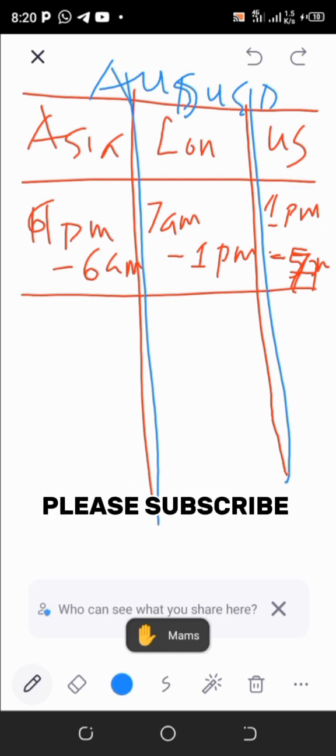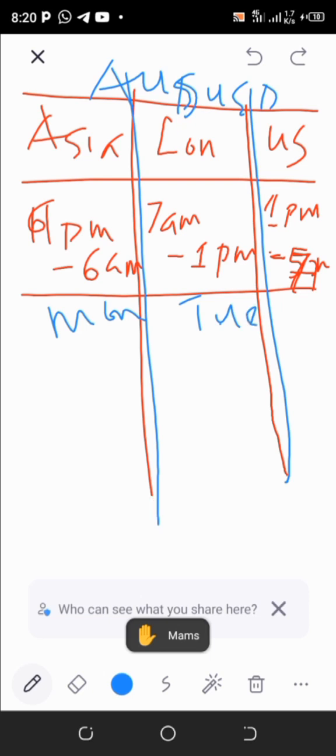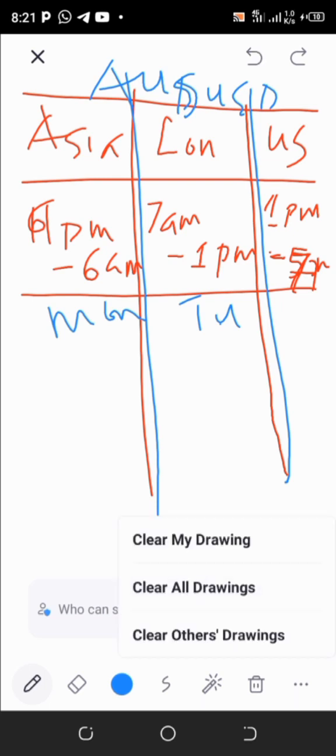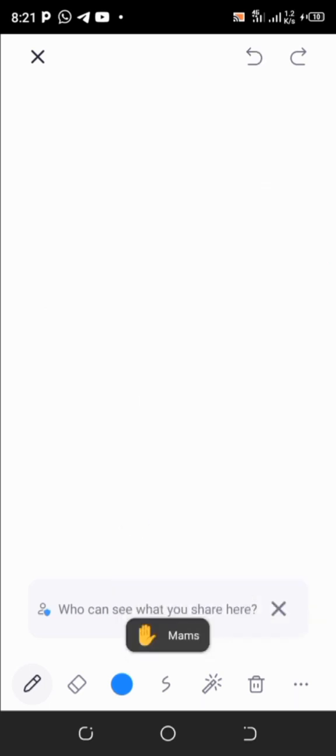So this day is Monday, today is Tuesday, tomorrow is Wednesday. That's how the period separator divides your chart. Okay, divides it like that, so you don't confuse which day we are in.